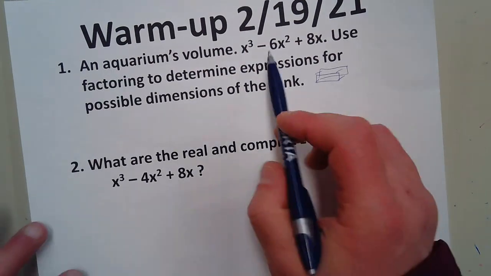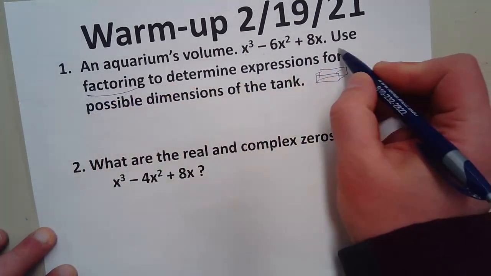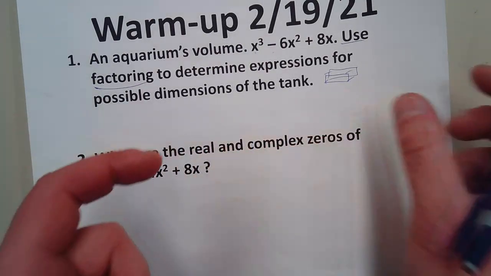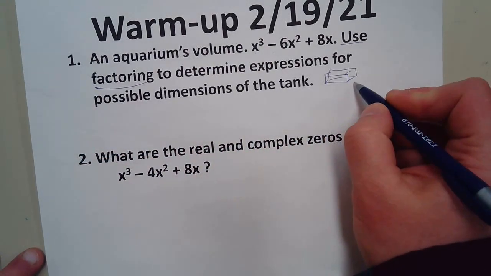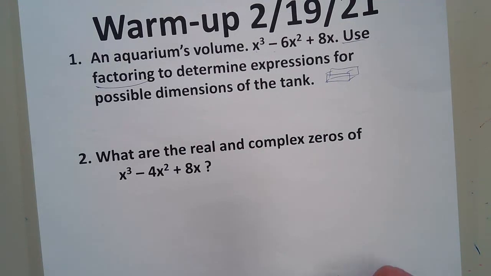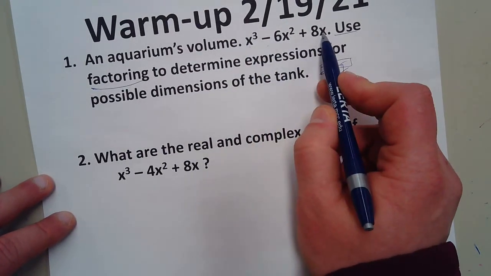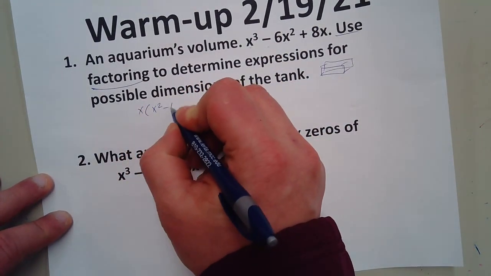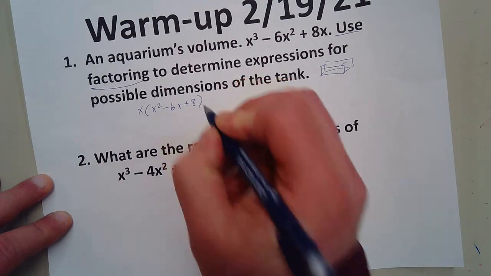So really what we have to do is get this into factored form, which is all the problem really says to do: use factoring. If we get it into factored form, then those sets of factors are going to be the different possible length, width, and height of this box, this aquarium in this case. So right away, there's an easy GCF of just x. We pull that x out, which leaves us with x squared minus 6x plus 8.